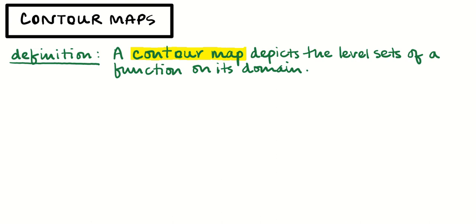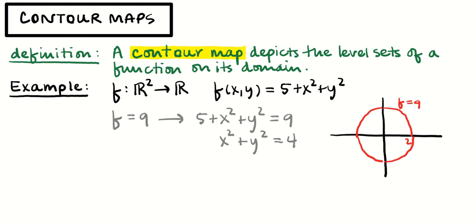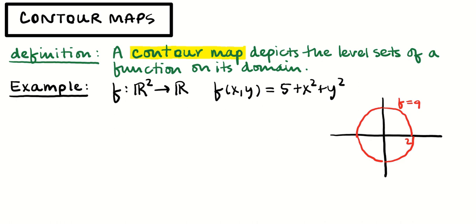A contour map depicts the level sets of a function on its domain. For our purposes, we're going to be looking at contour maps depicting level curves of a function z equals f of x and y, basically on R2. So I'm going to bring in that previous example. Graphing that level curve was just the beginning of making a contour map. I'm going to clear out this computation here because we already did that.